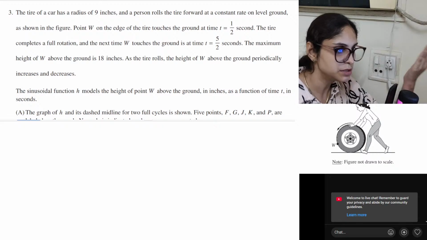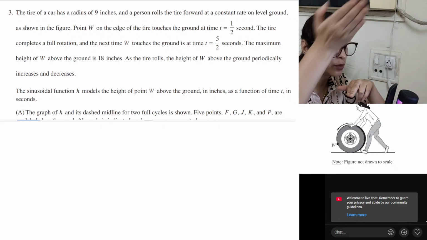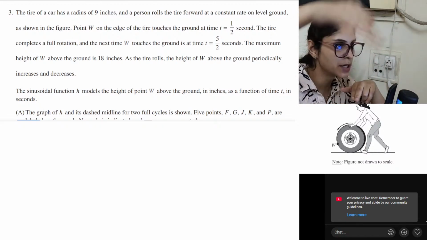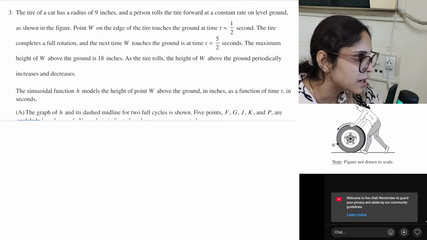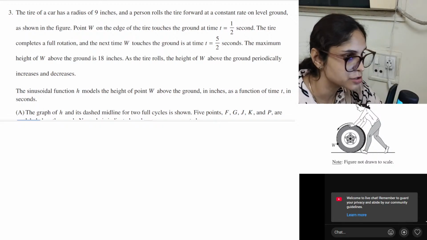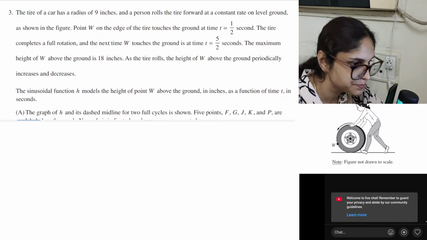That is understandable because the radius is 9, so it is going to be at the diameter level. That is why it is 18 inches. As the tire rolls, the height of W above the ground periodically increases and decreases. The sinusoidal function h models the height of point W above the ground in inches as a function of time t in seconds. So we will also do that.